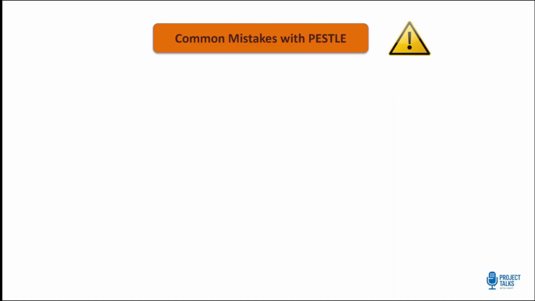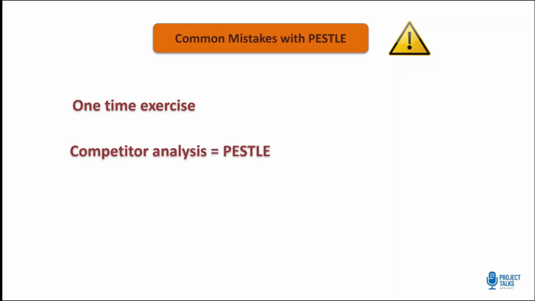Now, before we wrap up, let's quickly look at some common mistakes people make with PESTLE. First, they treat it as a one time exercise. In reality, the external environment keeps changing, right? So your PESTLE should be updated throughout the project life cycle. Second, some confuse it with competitor analysis. Remember, competitors are micro external factors, while PESTLE is about the macro environment.